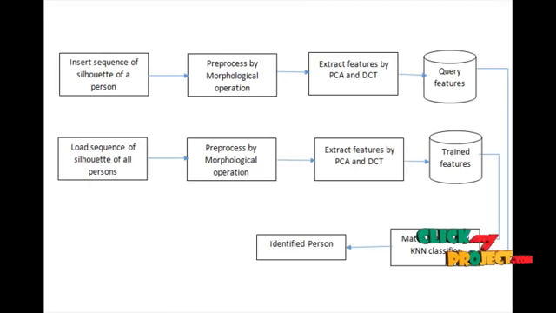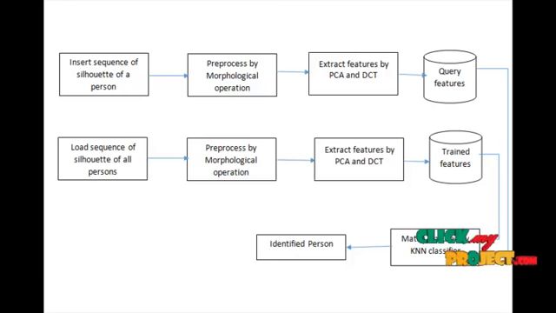Let's see the flow of the project, human identification based on extracted gait features. In this project we perform the work with the use of human silhouettes. This human silhouette is used to extract the gait features from the human images. These human images are captured from infrared cameras. We use the extracted human silhouette images.